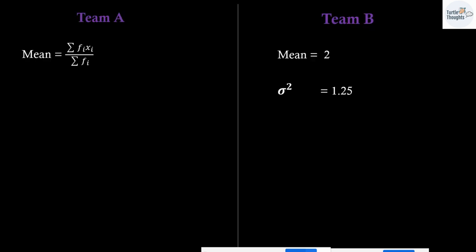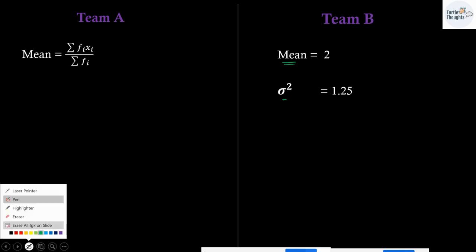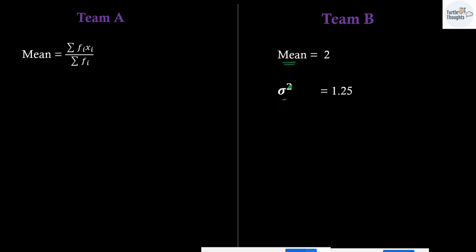Now let me go to the next slide. Here I have taken team A on the left hand side, team B on the right hand side. Mean and the standard deviation is already given for team B, right? It's given, right? Sorry, it is not going to be sigma square. You can take it as sigma only, okay?